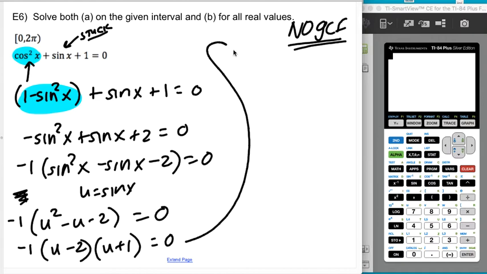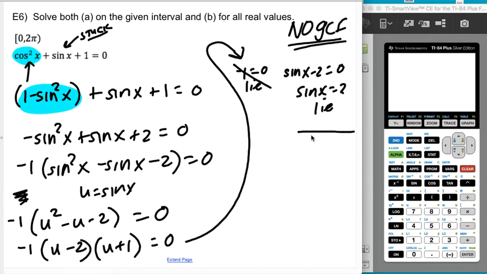So either negative 1 equals 0, but that's a lie, right? Or u, which was sine of x, minus 2 is 0, which would give me sine of x is 2. Well, that's also a lie, because if you picture a sine graph, sine graphs cap out at 1 and bottom out at negative 1. There's no time when sine is 2. 2's up here and sine doesn't equal 2, right? So that's also no solution.